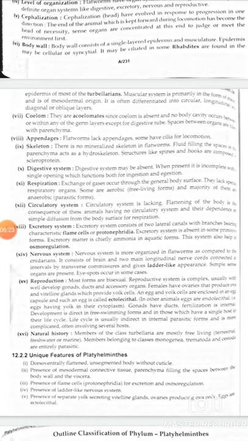This means the sexes are present in the same organism, male and female reproductive systems. The reproductive system is complex, usually with well-developed gonads, ducts and accessory organs. Females have ovaries that produce ova and vitelline glands which provide yolk.